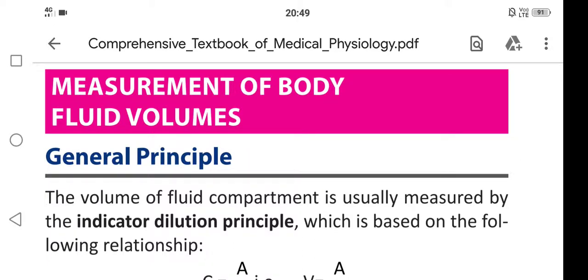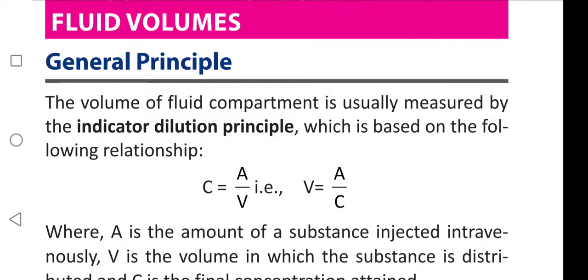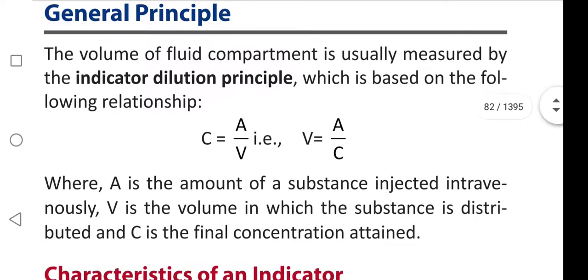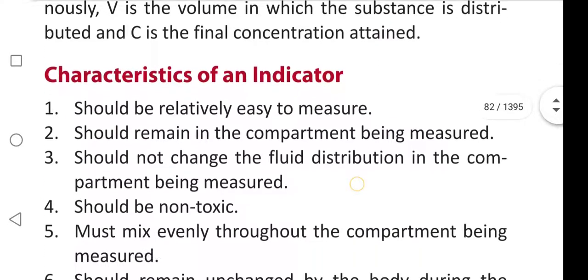In this video we are going to learn about the general principle of measurement of body fluid volumes. General principle: the volume of a fluid compartment is usually measured by the indicator dilution principle, which is based on the following relationship. C is equal to A by V, V is equal to A by C, where A is the amount of substance injected intravenously, V is the volume in which the substance is distributed, C is the final concentration attained.